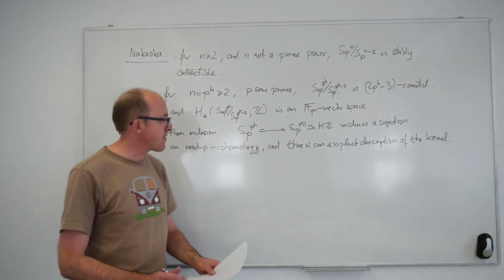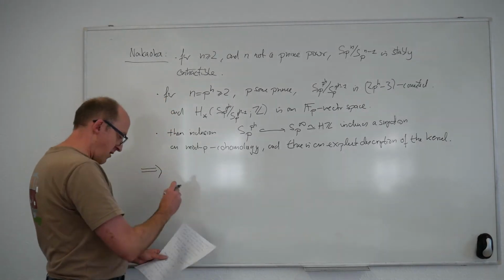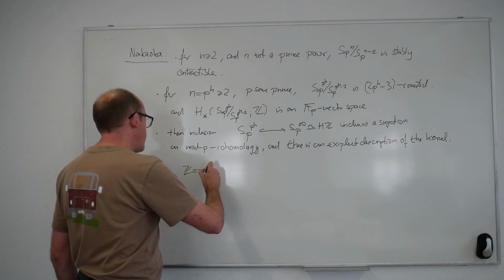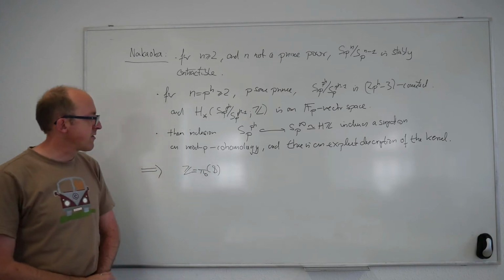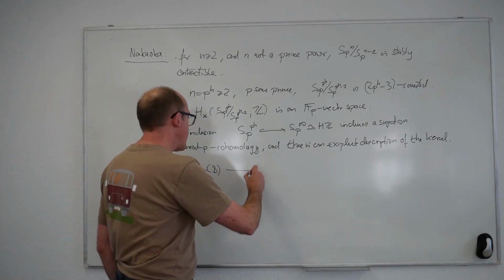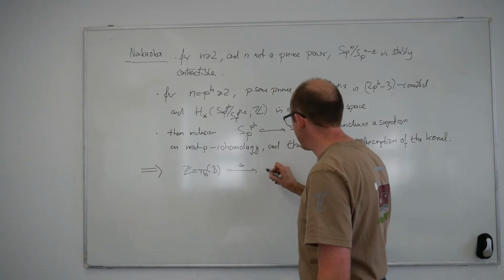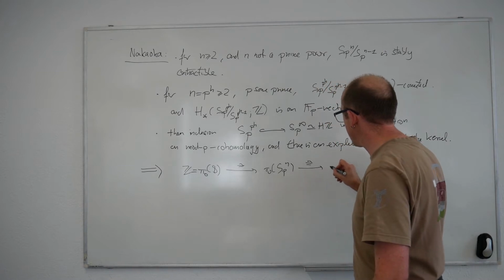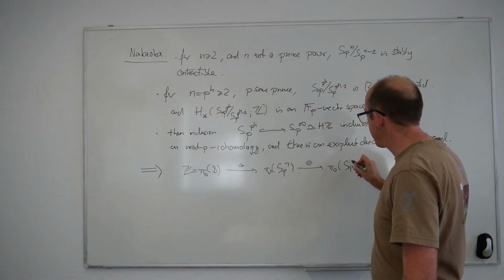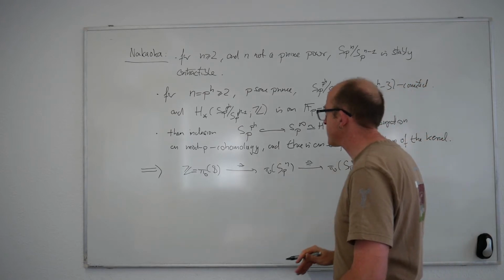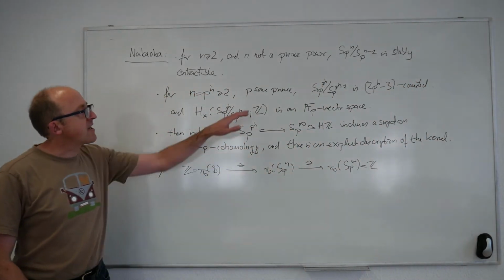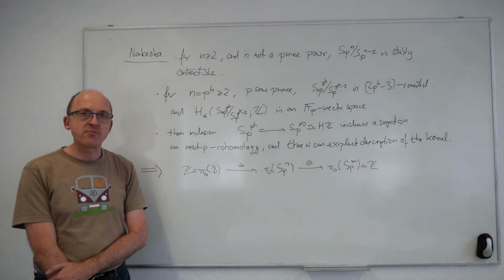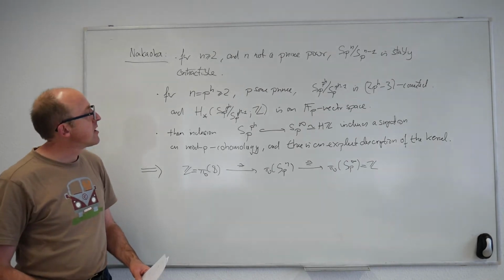So some consequences of this are, for example, that pi 0 of the sphere spectrum, which is just Z, maps by an isomorphism to pi 0 of Sp^n for all n, and this maps by an isomorphism to pi 0 of Sp^infinity, which is also Z because this is an Eilenberg-MacLane spectrum. So because the subquotients are all at least one connected, all the maps in this filtration induce an isomorphism on the zeroth equivariant homotopy groups.